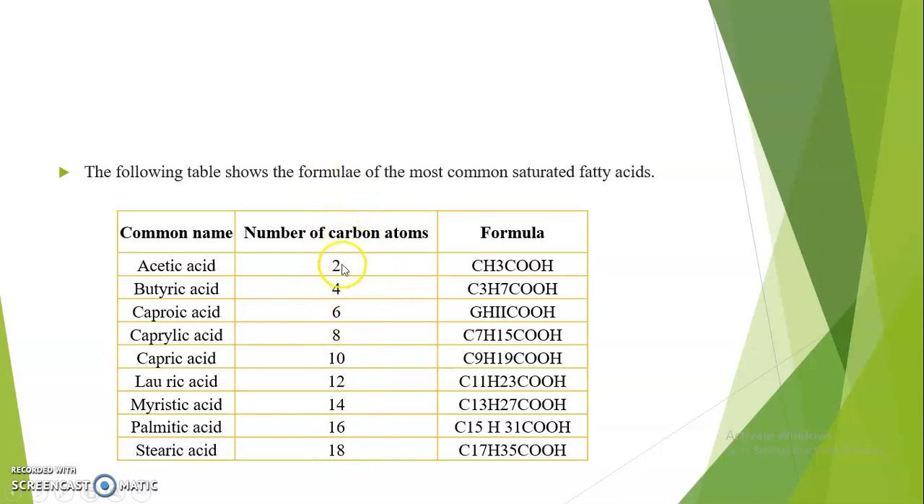Only these two fatty acids are miscible with water, and as we increase the number of carbon atoms, miscibility with water decreases. Also, those fatty acids having up to 10 carbon atoms are liquid at room temperature, but as we increase the number of carbon atoms, they become solid at room temperature. Palmitic acid and stearic acid are the commonly found fatty acids in different simple as well as compound lipids.